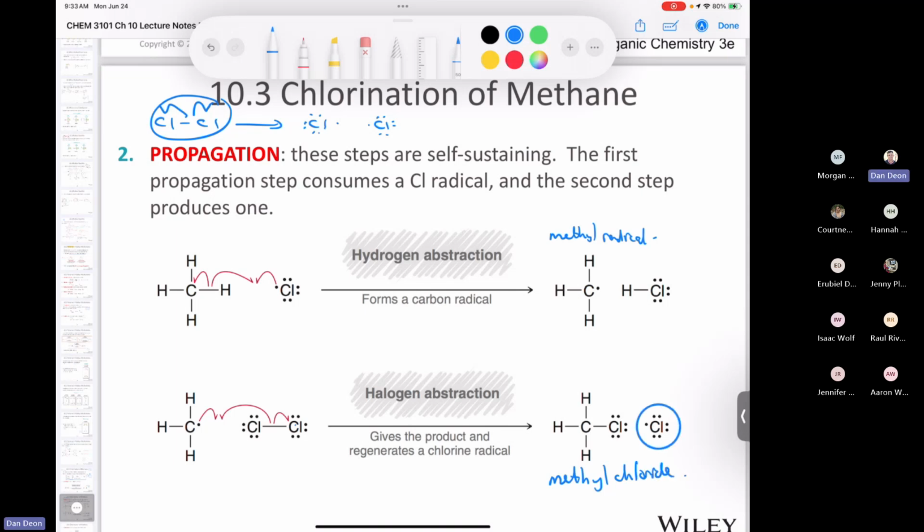Now hold the phone. Check this out. You notice that in the first step, you consumed a chlorine radical, but in the second step, you produced a chlorine radical. And so that's why you only need one or two chlorine radicals.